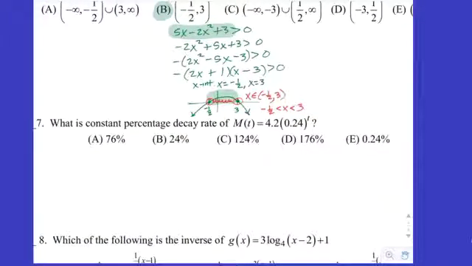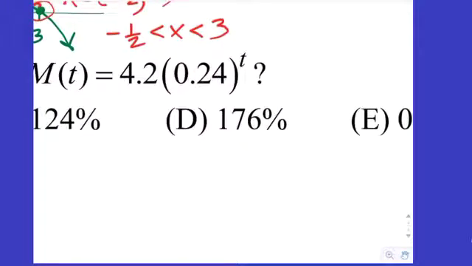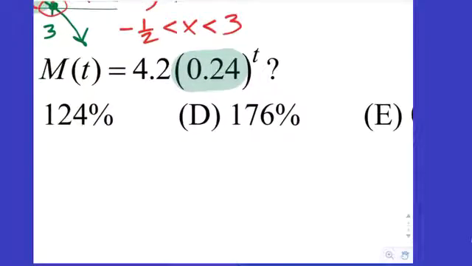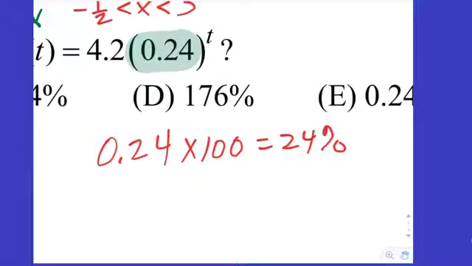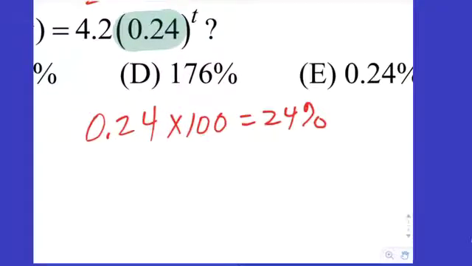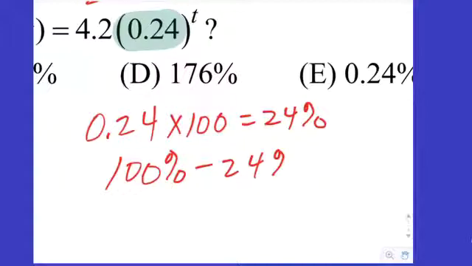All right, what is the constant percentage decay rate? This is a decay function. The base is 0.24, so that's the decay factor. But remember, the decay rate is by what percentage we lose each period. 0.24 being the decay factor, if you multiply by 100, you get 24%. So we only retain 24% each cycle. The decay percentage rate is how much we lose, so all you have to do is subtract 24% from 100%, and you get 76%.